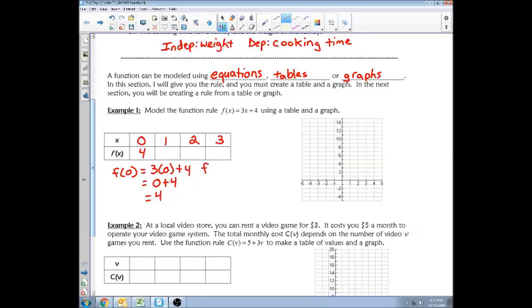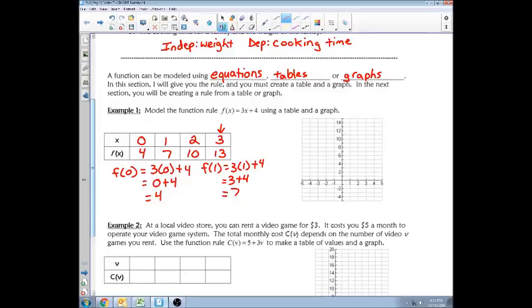To find f of 1, I just put 1 in for all the x's, so 3 times 1 plus 4, which is 3 plus 4, which equals 7. So 7 will go there. For x is 2, it would be 3 times 2, which is 6, plus 4 would equal 10. And for x is 3, it would be 3 times 3, which is 9, plus 4 would be 13. Okay?